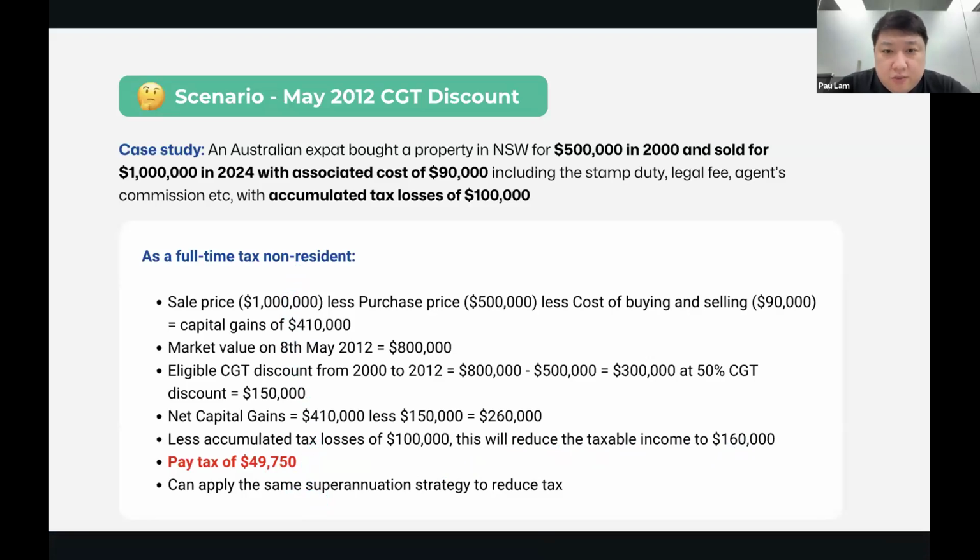How does the calculation work? We need to get a market valuation report on May 2012 to figure out what sort of profit you make up until this date that you can still enjoy the 50% discount.